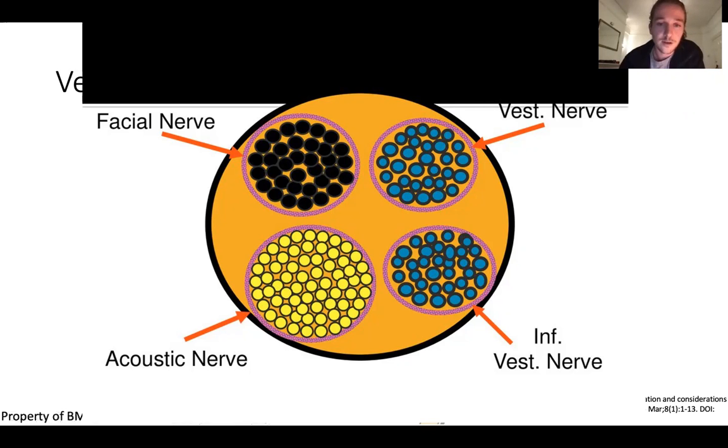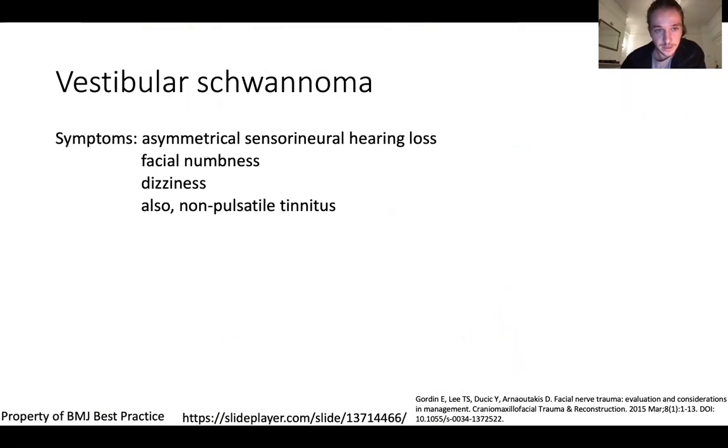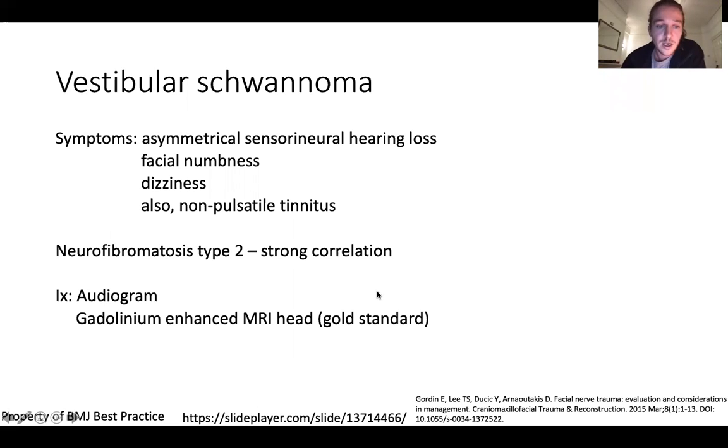So if I go back to some of the symptoms, you have a sensorineural hearing loss, the facial numbness, the dizziness, as well as tinnitus. And these can all be attributed to the compression factor that we just talked about. There is a condition called neurofibromatosis type 2, which has a strong correlation with vestibular schwannomas bilaterally, because it commonly causes these tumors all over the body.